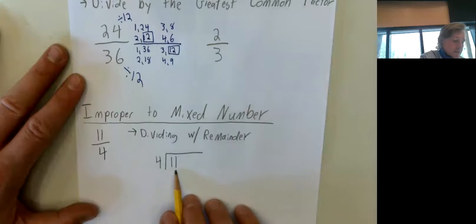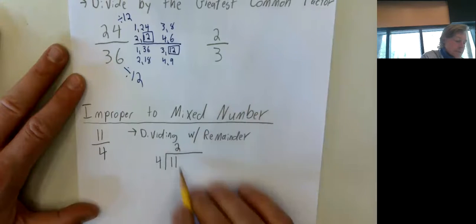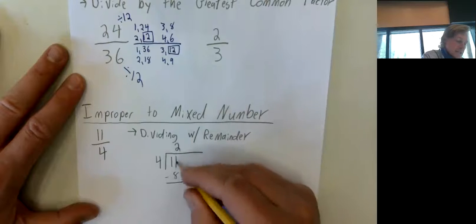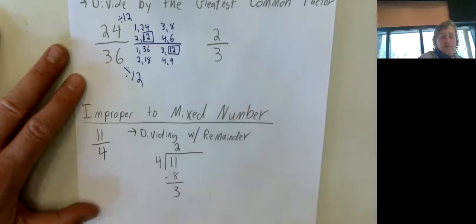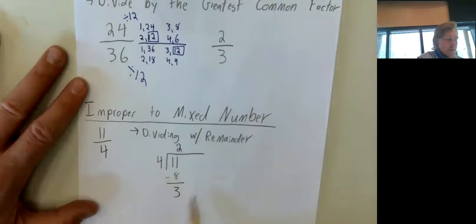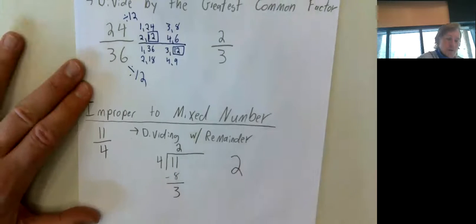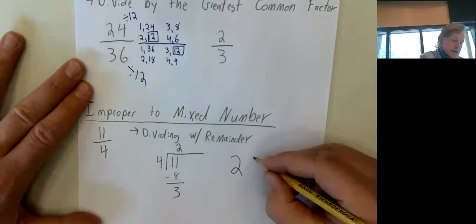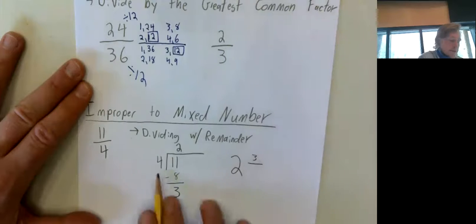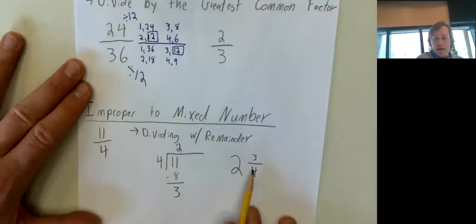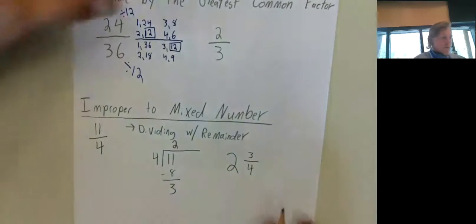So 11 is going in the box, 4 is going on the outside. How many times does 4 go into 11? It goes in 2 times. 2 times 4 is 8. Subtract: 11 minus 8 is 3. Nothing more to bring down. I'm done. I have all the pieces I need here. The answer is my whole number, 2. The remainder is my new numerator, and my denominator stays the same. So 11 fourths gets converted into 2 and 3 fourths.